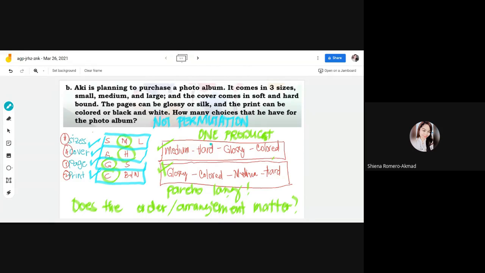And at the same time, if you look at the situation and you look at the arrangement, dapat the arrangement matters. Dapat yung arrangement na to at nito, though magkakapareho sila ng kasama, tulad nito, pare-pareho lang naman silang may medium, may hard, may glossy at colored. Pero pag ganon, same set, pero magkakaiba ng arrangement, it matters. Okay? So later, tingnan natin yung definition or yung explanation why the arrangement doesn't matter here. So how about for letter C?